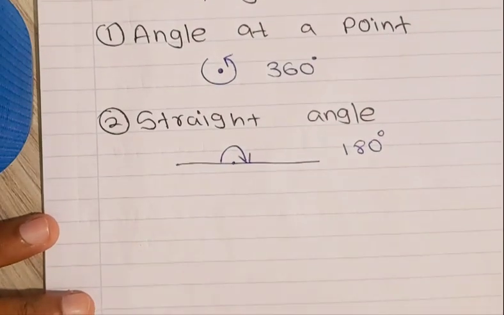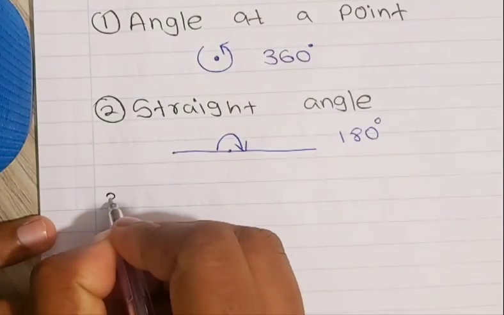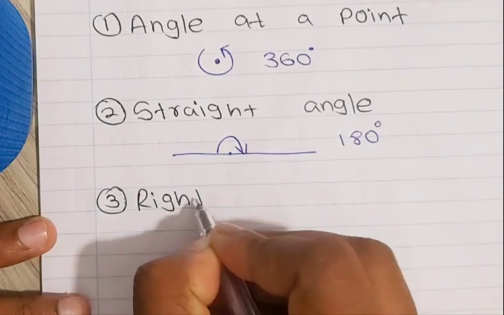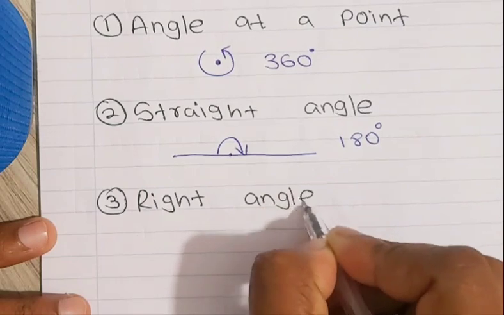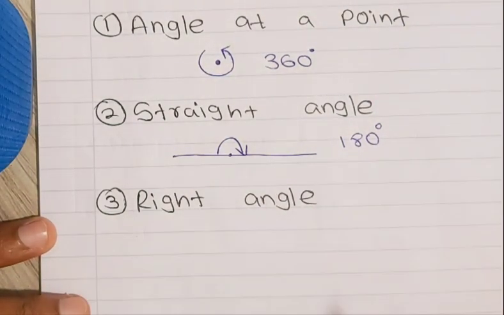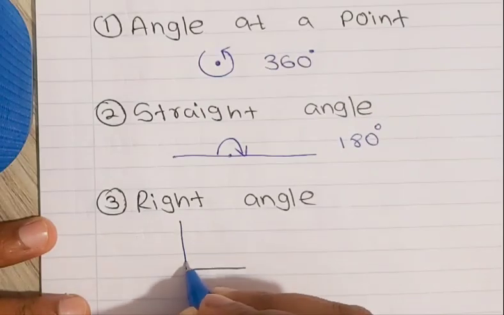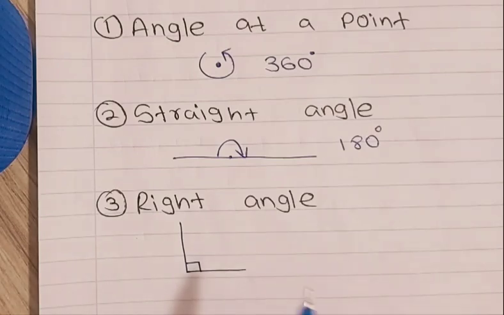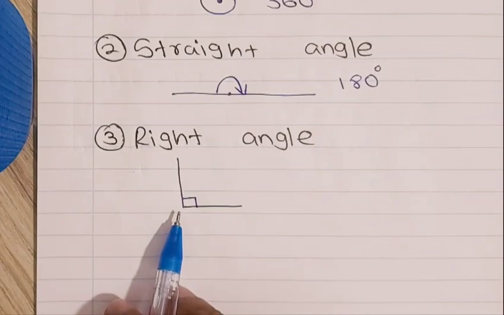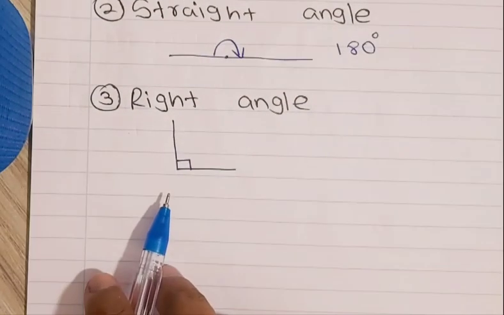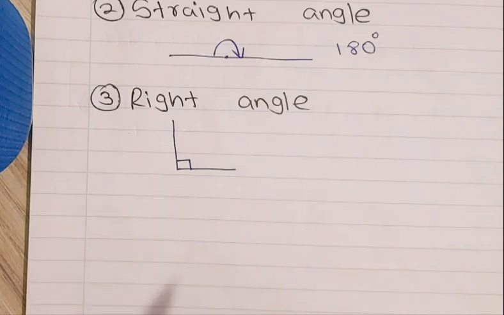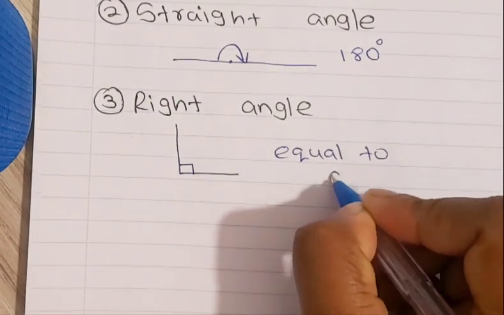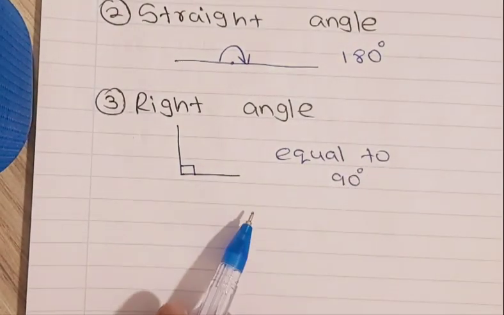And also we can go for the third type. The third one is the right angle. We know that a right angle means this one, that is equal to 90 degrees. We can use this symbol. In some questions they have marked the angles like here, but they are not writing any value. That means that angle is equal to 90 degrees. You need to keep it in mind.